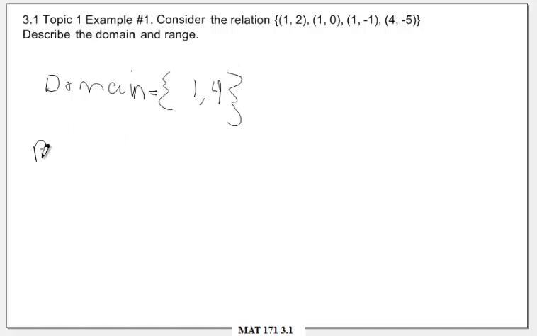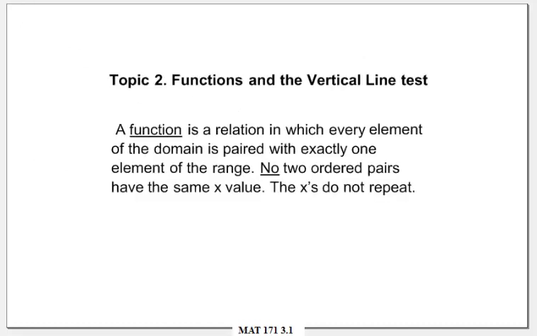The range is the y values. So we have 2, 0, negative 1, and negative 5. That is our range. For topic 2, functions and the vertical line test. A function is a relation in which every element of the domain is paired with exactly one element of the range. No two ordered pairs can have the same x value. The x's do not repeat.